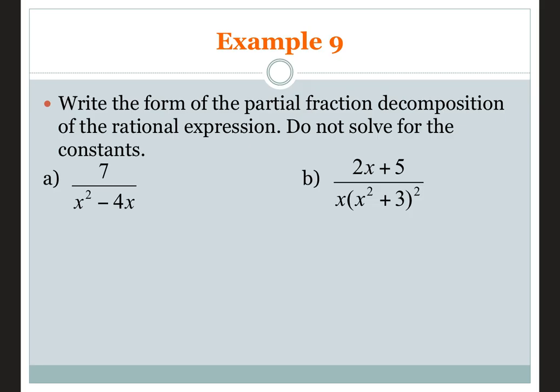So example 9 says, write the form of the partial fraction decomposition of the rational expression. Don't solve for the constants. So we're not solving for the constants yet.